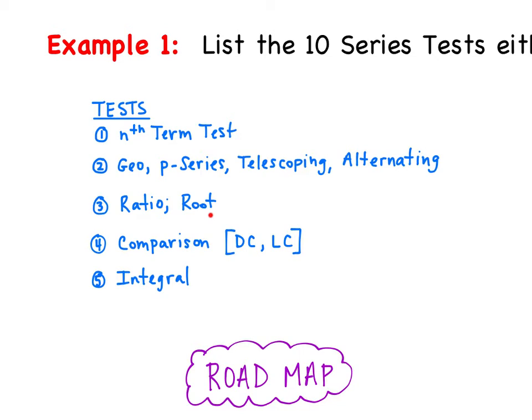Then we have ratio and root. If we have exponentials or factorials, that's where these guys come in. We've got comparison tests, direct comparison or limit comparison. And then last is the integral test. That integral test is the most involved, and we probably don't use that very often.